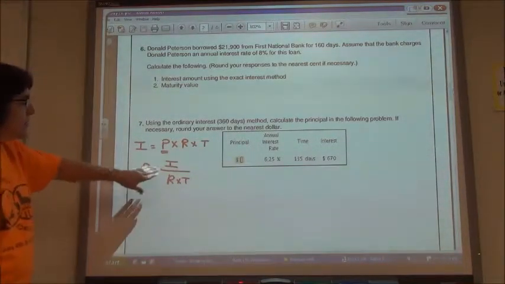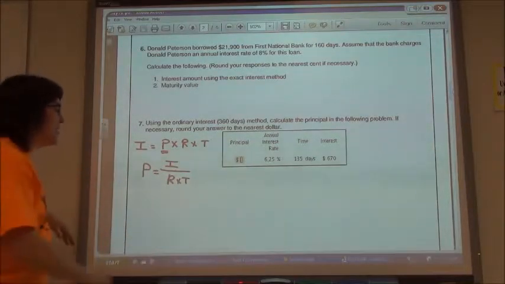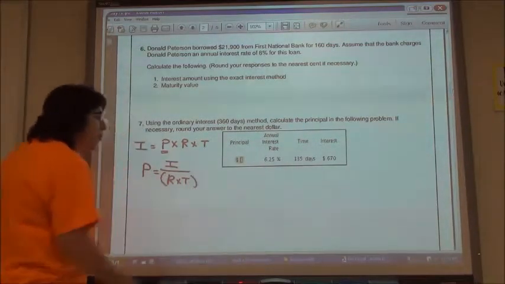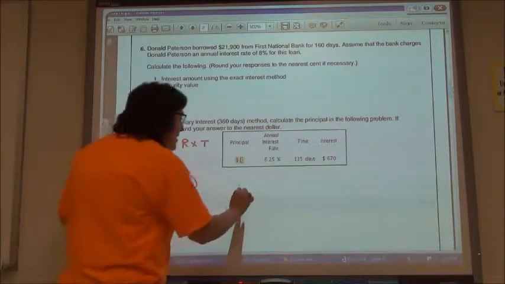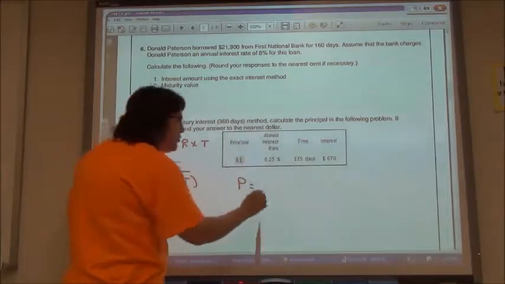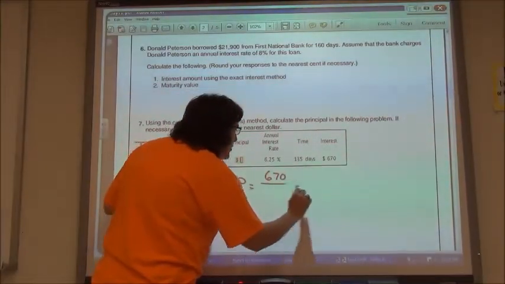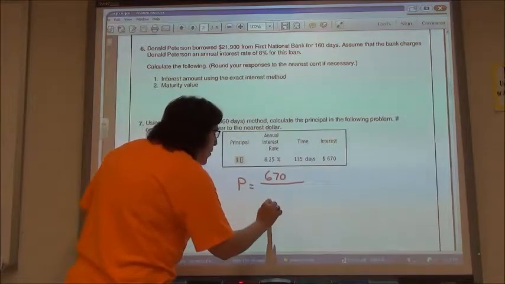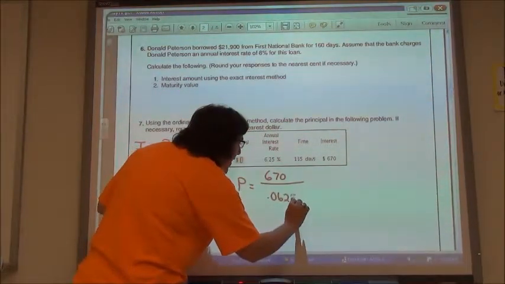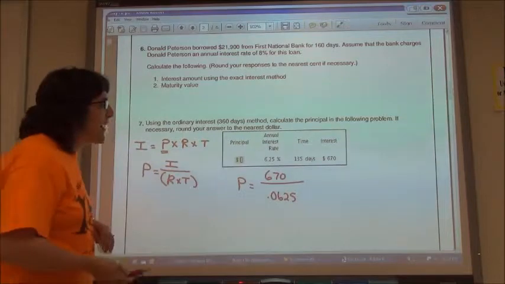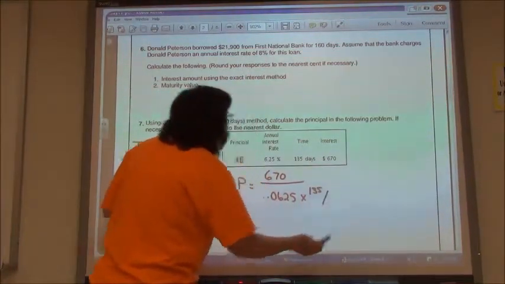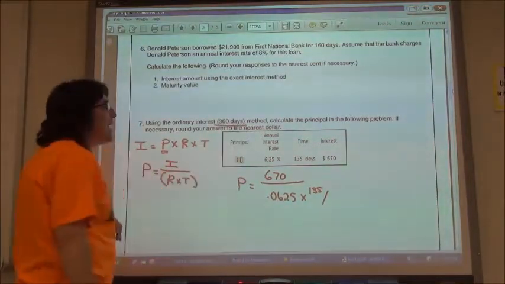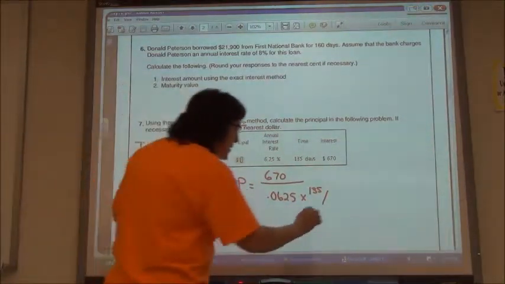Now on your calculator, since you have more than one value in the denominator, you're best off putting parentheses around that if you want to be able to type it all in one expression. So in this case, if I'm finding my principal, my interest is $670. My interest rate is 0.0625, 6.25%, times my time, which is 135 out of 360 days because we're using ordinary interest.